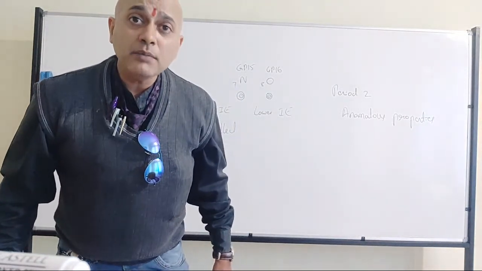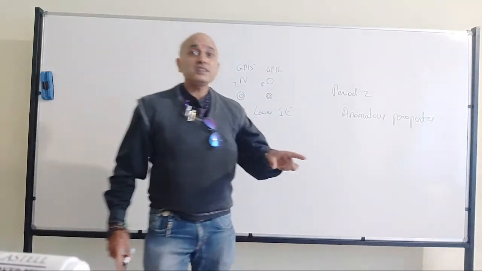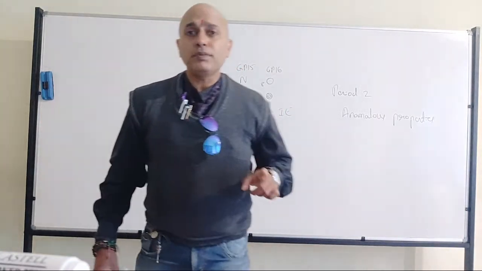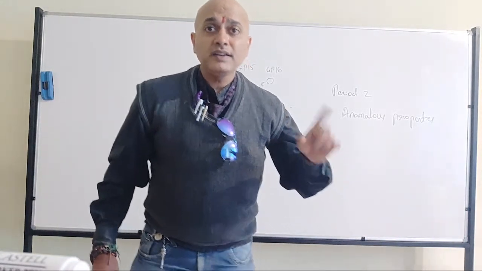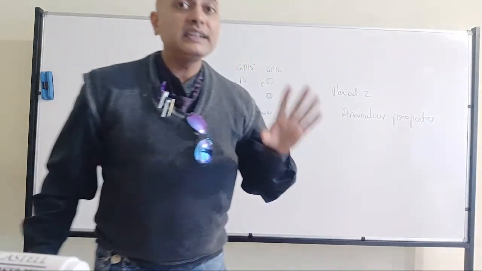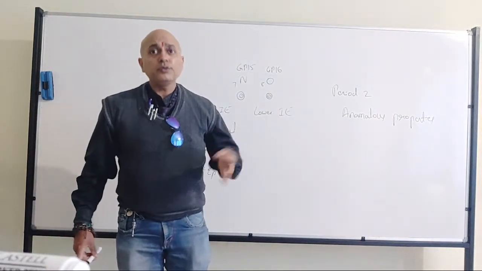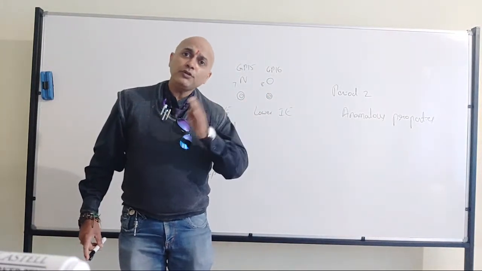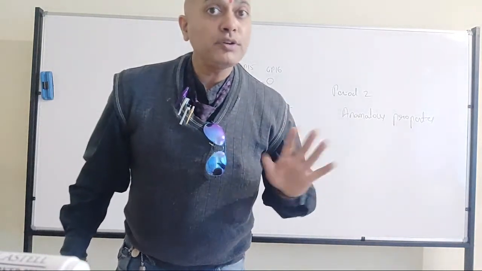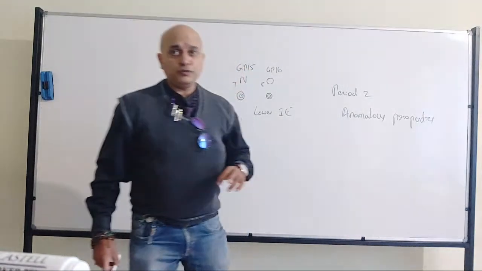So what is that anomalous property? Anomalous property means the first element of the group. Like in group 1, hydrogen is not considered as the first element of group 1, it is lithium. So group 1, group 2, then group 13 to group 17. Forget about inert gas and forget about transition metals, because transition metals do not have period 2.